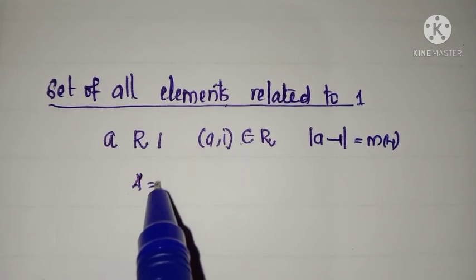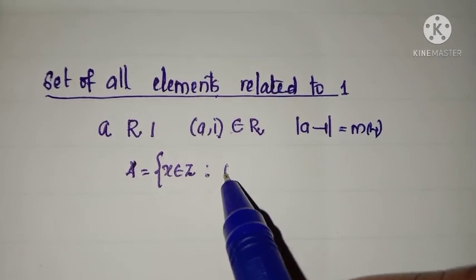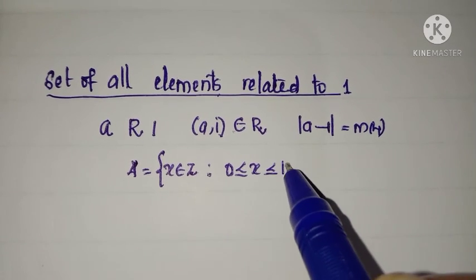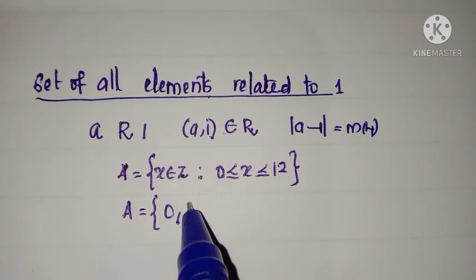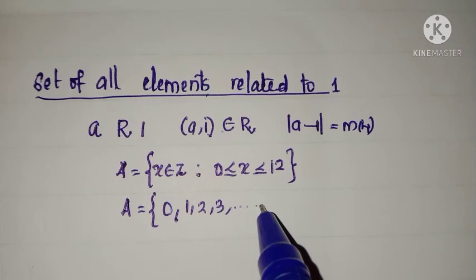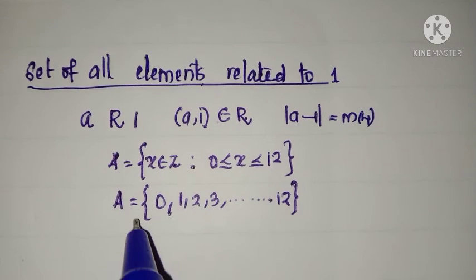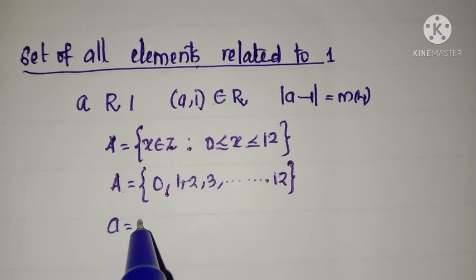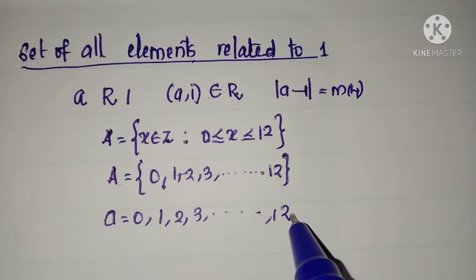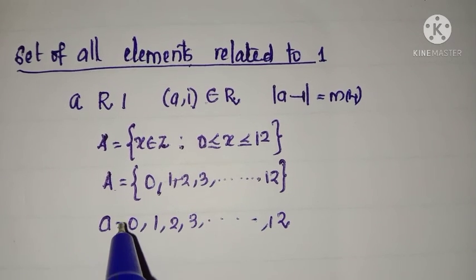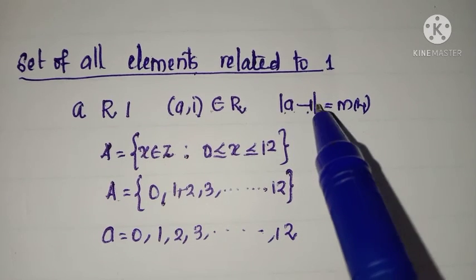Listen, our given set is the set of all x belongs to Z, where Z is integers, such that 0 ≤ x ≤ 12. That is, the elements of A are 0, 1, 2, 3, 4, 5, 6, 7, etc., up to 12. These are the elements. So from here we can select a equal to 0 or 1 or 2 or 3 etc., up to 12, and then verify which of these elements satisfies the condition that |a − 1| is a multiple of 4.